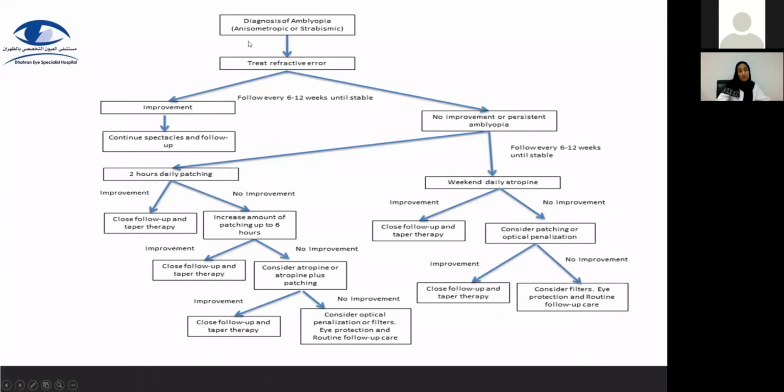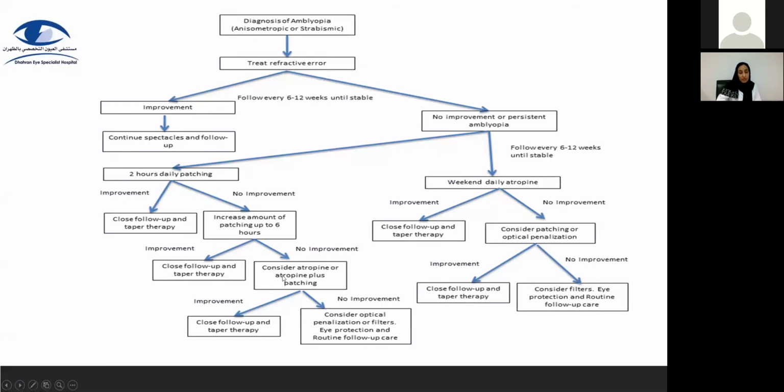Now, this is a good diagram that will finalize whatever we said regarding the mode of treatment. First of all, in case of anisometropic or strabismic amblyopia, you will treat the refractive error. If there is any improvement, you will continue with the treatment. If there is no improvement, you will either go for patching or you will go for penalization. Usually, I go for patching. And if there is no improvement with patching, I would shift to penalization.